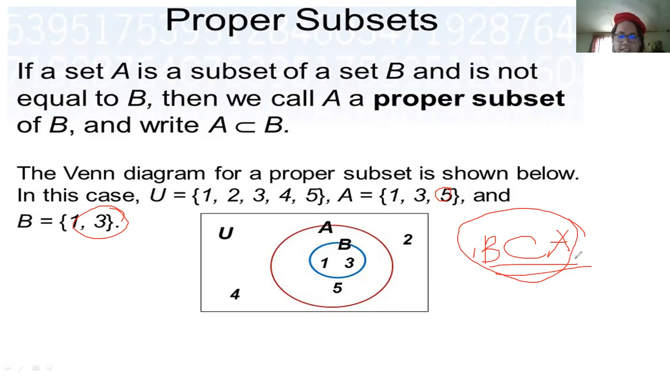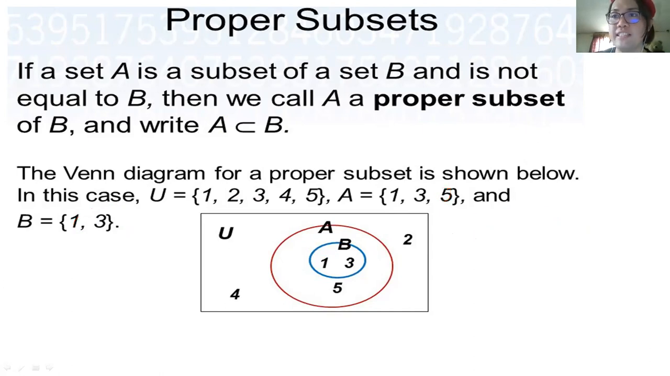Okay? Did you get me? So again, why is B a proper subset of A? Because there is an element of A, at least one element, that is not in B. So B is a proper subset of A. Okay, that's how we define, or consider, a proper subset.